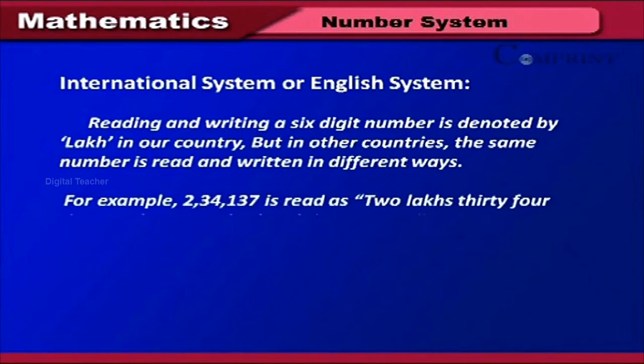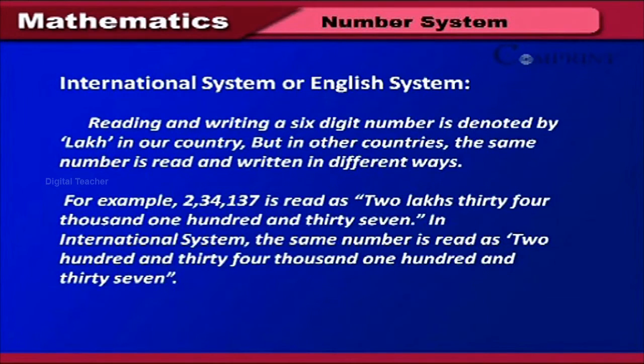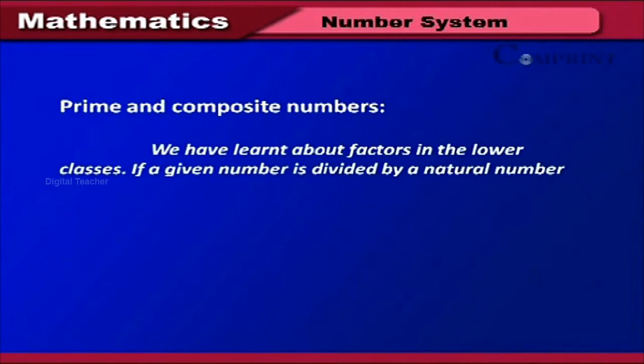International system or English system. Reading and writing a 6-digit number is denoted by lakh in our country, but in other countries the same number is read and written in different ways. For example, 2, 3, 4, 1, 3, 7 is read as 2,34,137. In international system, the same number is read as 234,137.